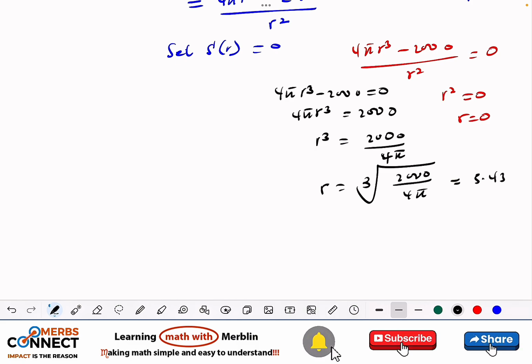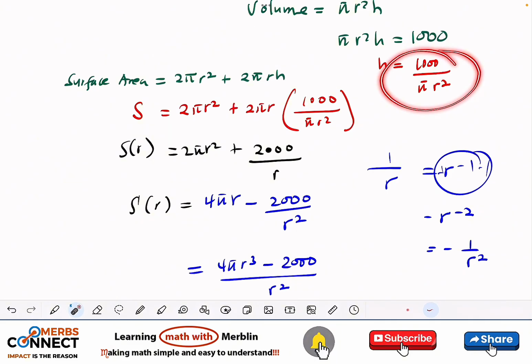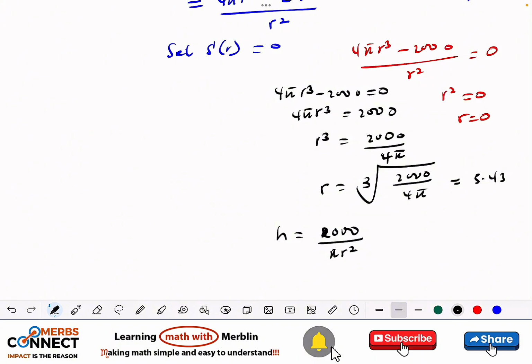So if r is equal to this, then I can find h, because I know that h is 1000 divided by pi r squared. So let me just write 1000. So this is going to be 1000 over pi times 5.43 squared, and this is going to give us 10.8 centimeters. So this is the radius and this is the height.